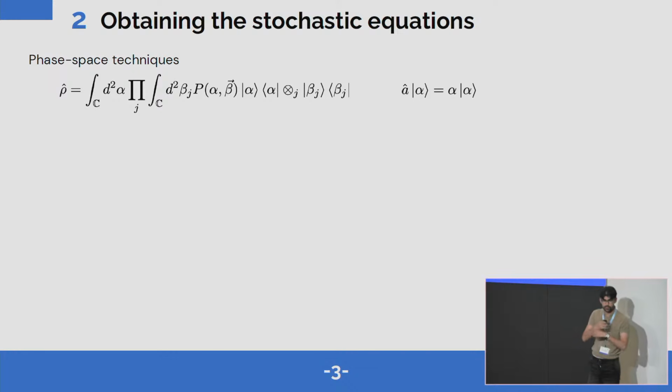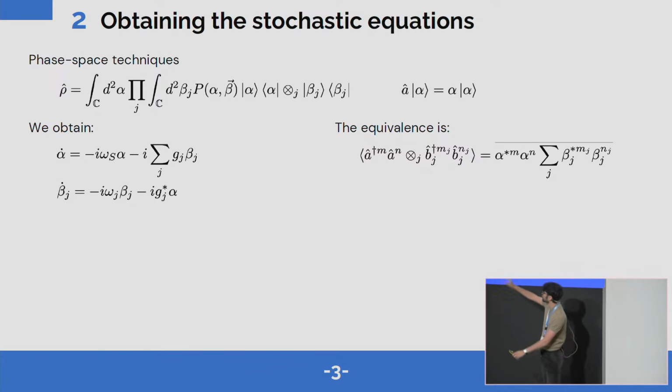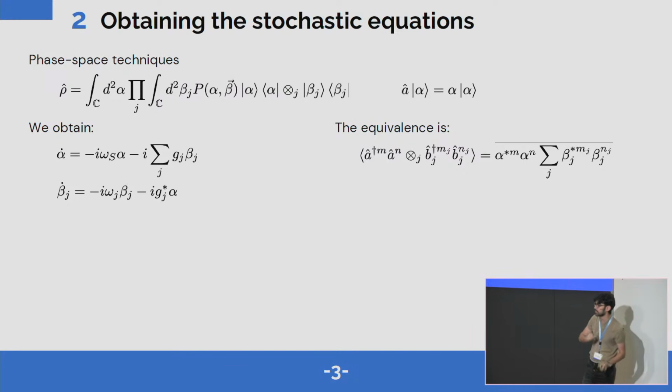If we do all this procedure, then we get to these stochastic Langevin equations, right? And they are, in fact, quite intuitive, because you can see here the free evolution of the modes inside the system and inside the environment. And you also see the interaction terms between the system and the environment.